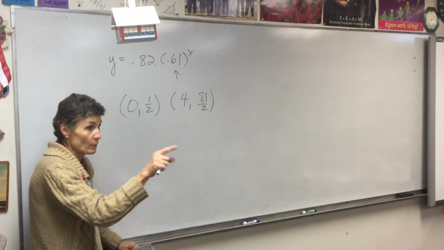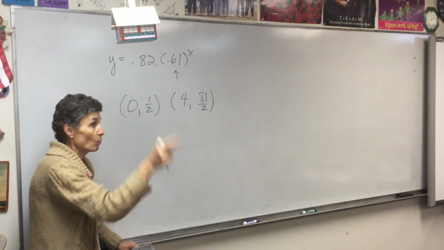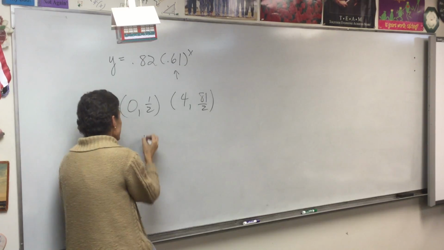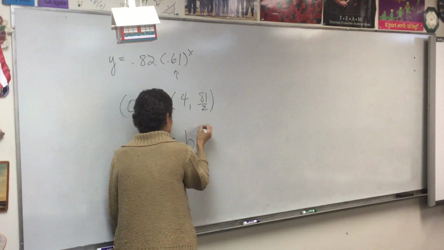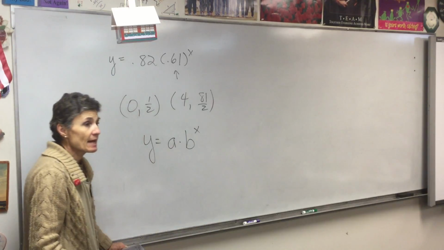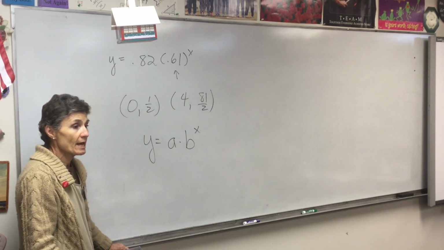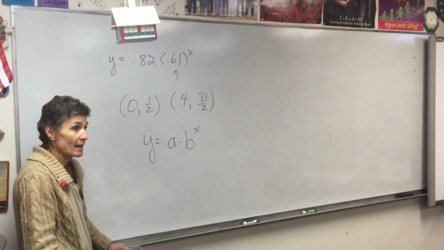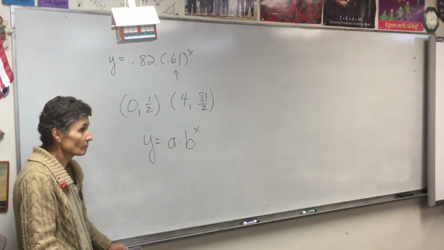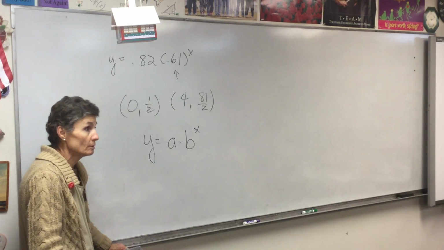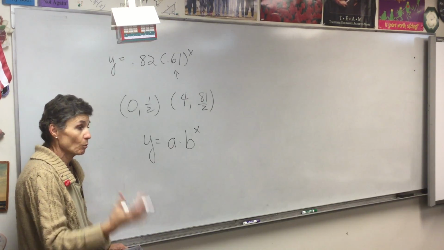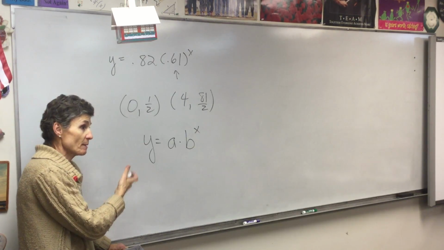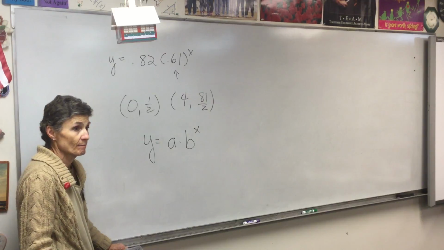Well, that's going to be our first step. But what are we going to plug that into? What's our general formula? Y equals A times B to the X. Better write that down so you remember it. You need to know that. This is the exponential form. Just like when I say, what's the equation of a line? You say y equals mx plus b. What's the equation of an exponential? Y equals ab to the x.